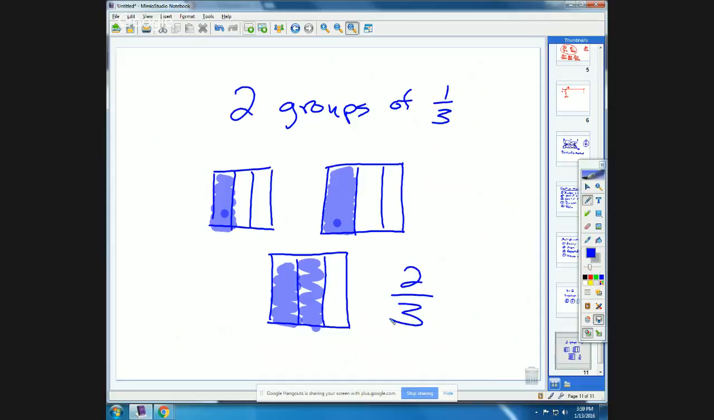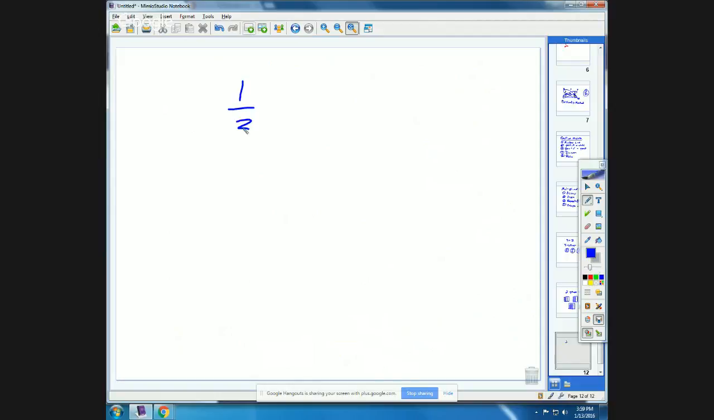Now, as we know from whole numbers, it's a different picture if I switch the order. So I'm going to try and switch the order, see if I can make sense of it. Can I make 1/3 groups of 2? Ooh, that's interesting. 1/3 groups of 2. A third of a group. Oh, I can make a third of a group, couldn't I? Just like I can make a third of a whole? All right, so let's try that.